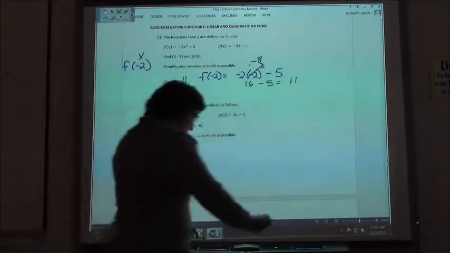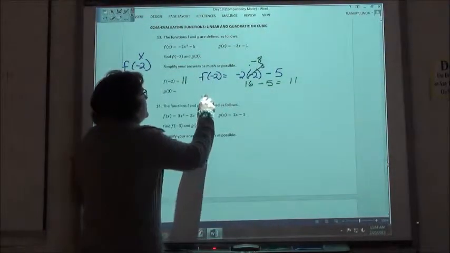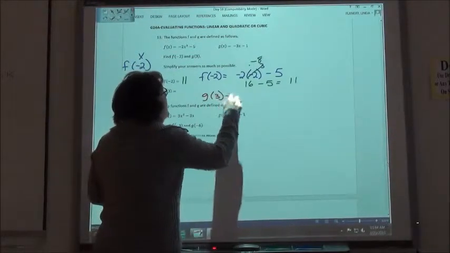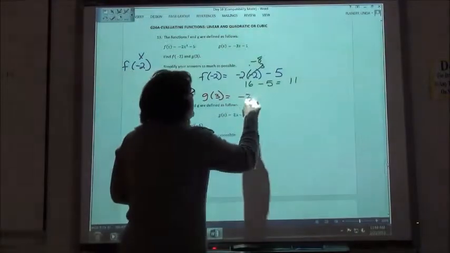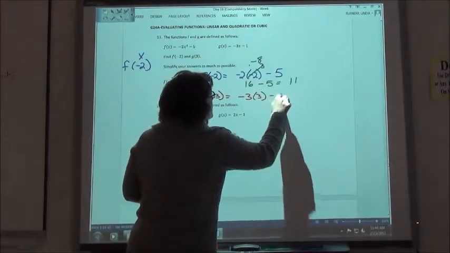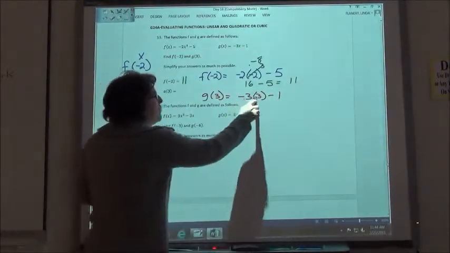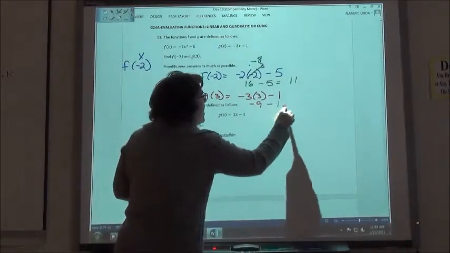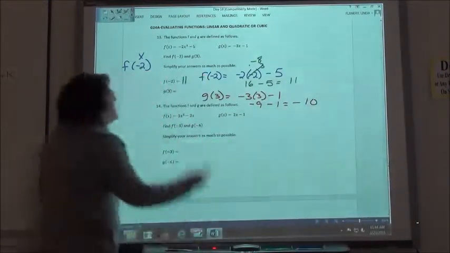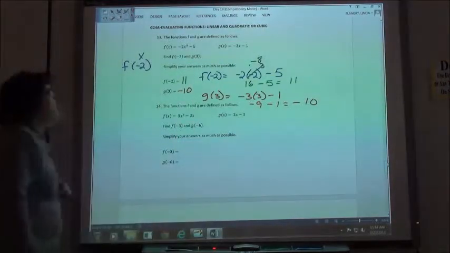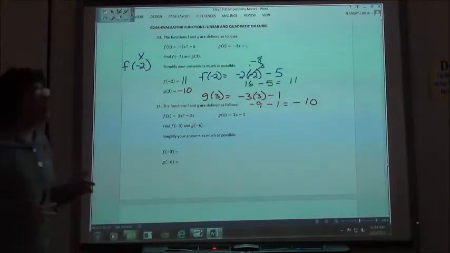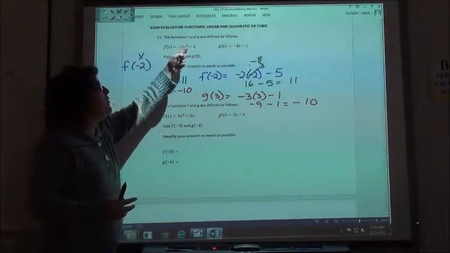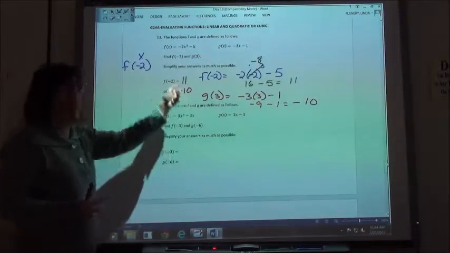G of 3 tells me to put 3 in for my x values in my g function. So I'm going to take negative 3 times 3 minus 1. Negative 3 times 3 is negative 9. Negative 9 minus 1, negative 10. So g of 3 equals negative 10. So functional notation is just a way of telling you, like that function table, what numbers to put in for your x's, and then you're going to solve and find your answers.